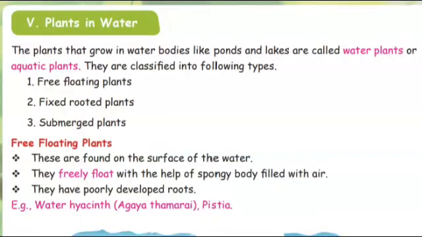Okay cuties, in today's class we discussed aquatic plants and their classification. They are classified into 3 types: free floating plants, fixed rooted plants and submerged plants. Free floating plants are found on the surface of the water. They freely float with the help of a spongy body filled with air. Example, water hyacinth and pistia.